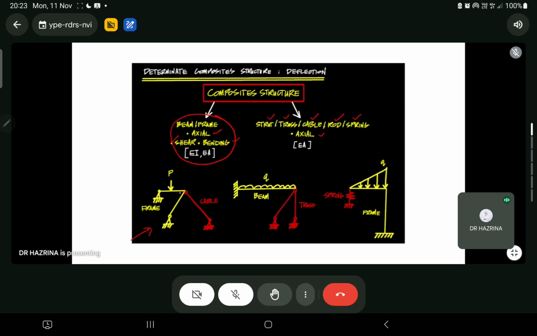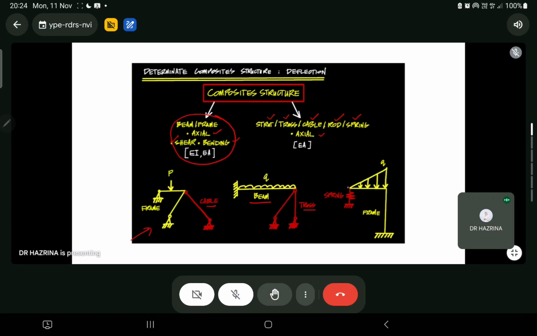So dia ada frame. So the yellow color is a frame and the red color is a cable. Alright. So when frame campur dengan cable, dia dah jadi sebagai composite structure. And another thing, here you have a beam and then you have a truss. So bila beam bercampur dengan truss, it becomes composite, again composite structures. And then when you have a frame, so the yellow color here adalah frame. And then you ada spring. So ini pun dinamakan composite structures.